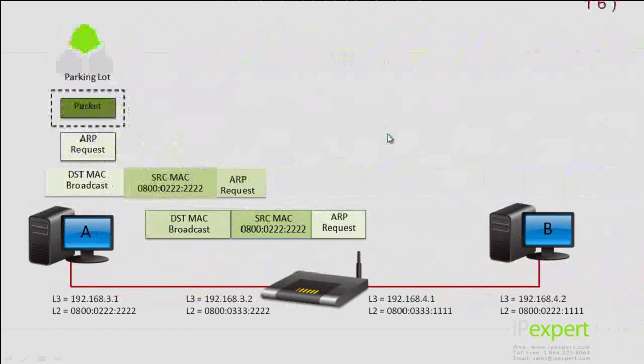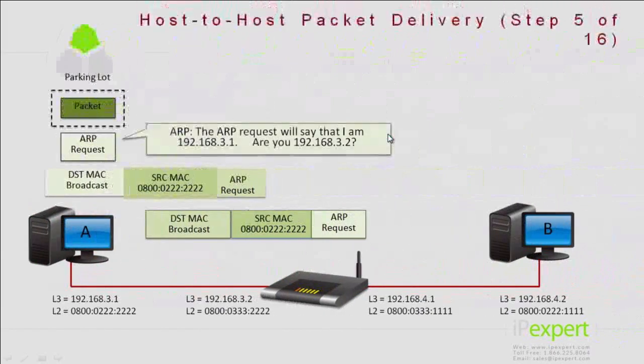Step 5. The packet's still sitting in our parking spot. So it's in the parking lot right now. So what I'm going to do is create a new packet. That packet is going to be an ARP request. That ARP request is going to say, I am 192.168.3.1. Are you 192.168.3.3? So when we go through here, that's the communication that we're describing between our host and our router.